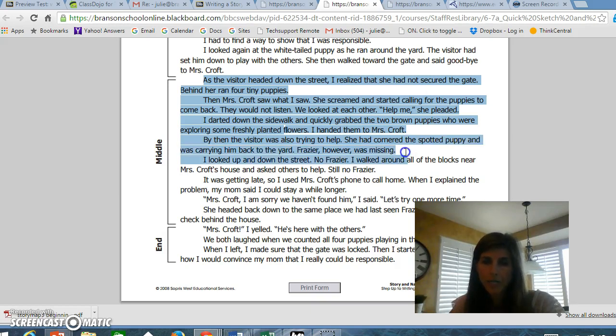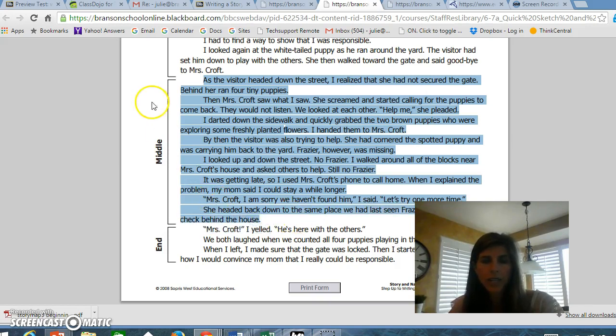Fraser, however, was missing. I looked up and down the street. No Fraser. I walked around all the blocks near Mrs. Croft's house and asked others to help. Still no Fraser. It was getting late, so I used Mrs. Croft's phone to call home. When I explained the problem, my mom said I could stay a while longer. "Mrs. Croft, I am sorry we haven't found him," I said. "Let's try one more time." She headed back down to the same place we had last seen Fraser. I decided to check behind the house.